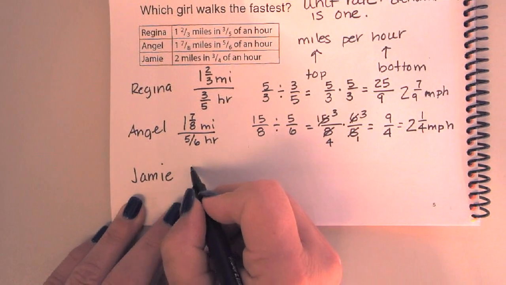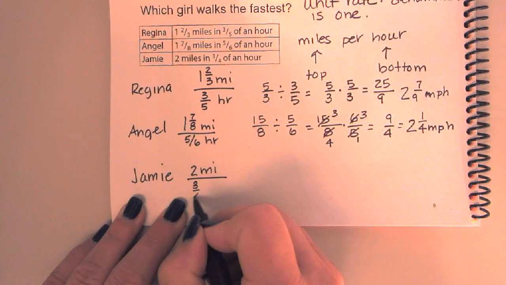And the last one is Jamie. She walked 2 miles in 3/4 of an hour.